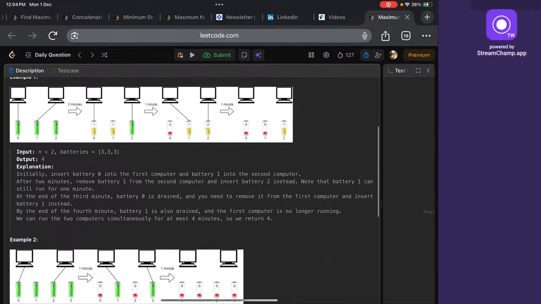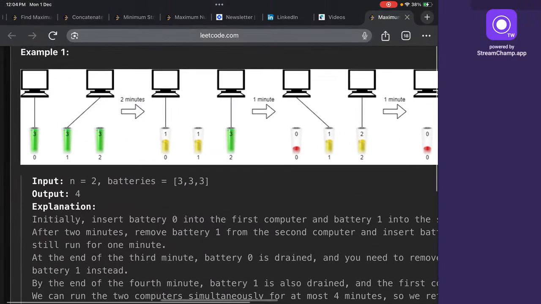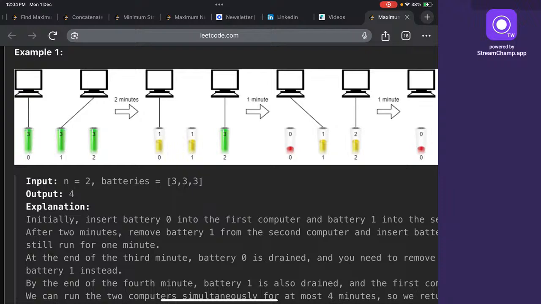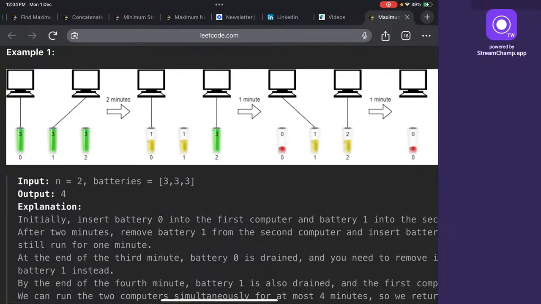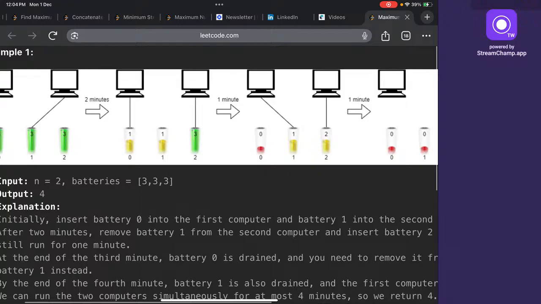Okay, test case 1: you have two computers. In the first diagram you have two computers and batteries with 3, 3, 3. I will connect the zeroth battery and the first battery to the computers. After one minute the batteries will drop to 2, 2. This is the battery percentage. After that I will run for one more minute, and the battery percentage will be 1, 1, so it drops by 1 each time.